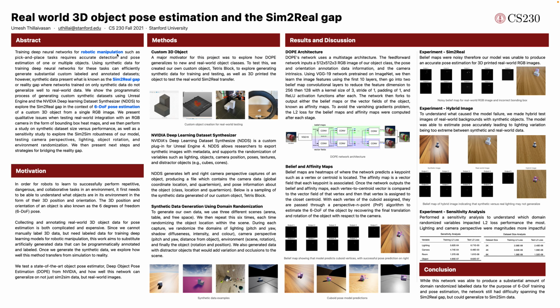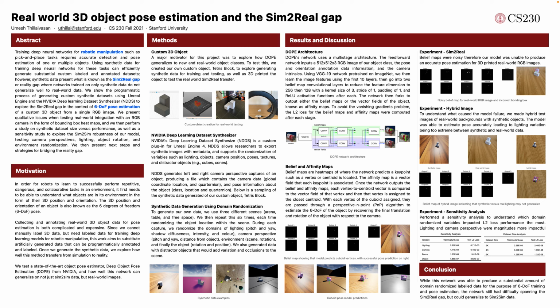DOPE uses a multi-stage architecture using VGG19's network pre-trained on ImageNet and then adds several layers to ultimately output belief and affinity maps. Essentially, belief maps are heat maps where the model predicts a key point such as a vertex or a centroid, and affinity maps are a vector field associated with each key point. Each vertex or centroid vector is compared to the vector field of that vertex, and then the vector is assigned to the closest centroid. With each vertex of the cuboid assigned, they are passed through a perspective-n-point algorithm to estimate the 6 DOF of the object by recovering the final translation and rotation of the object with respect to the camera. I performed several experiments.